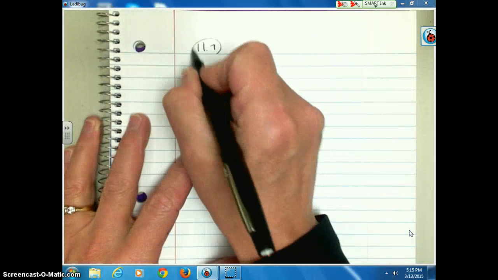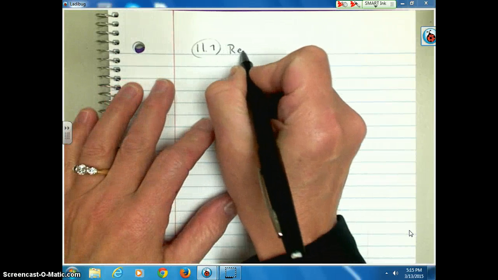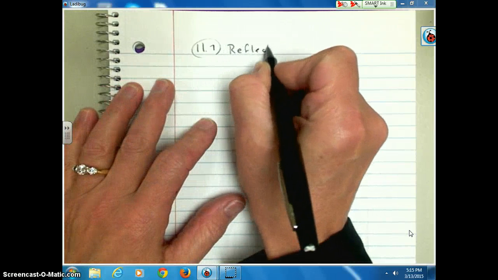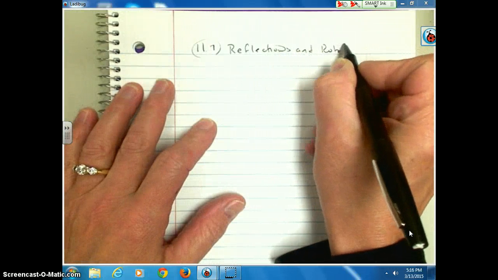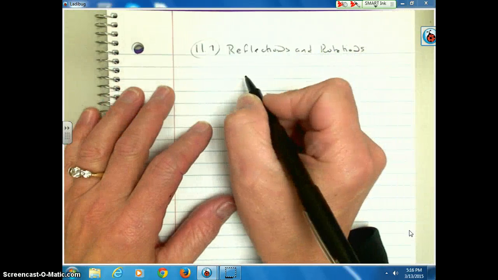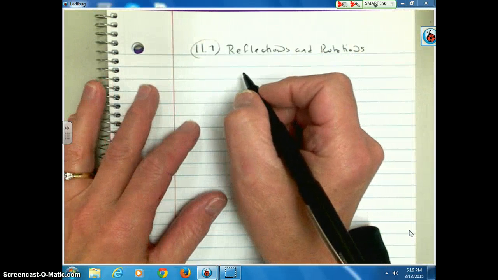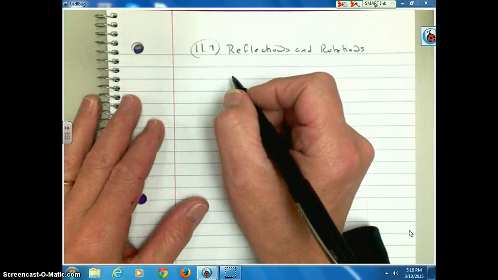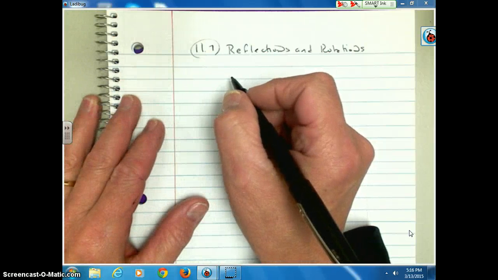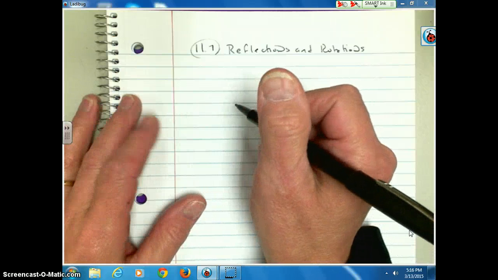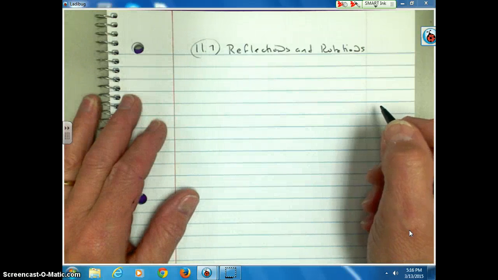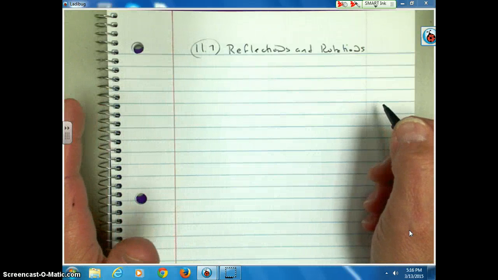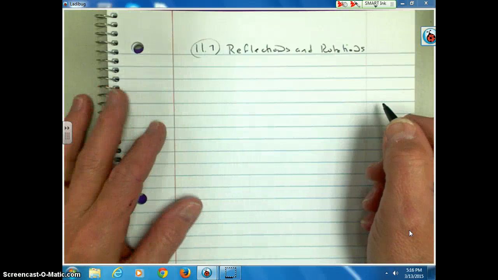Okay, welcome to lesson 11.7, and this lesson is about reflections and rotations. Now you're going to need your math folder or math notebook to make your notes for this lesson. So far you've learned how to recognize translations, and we talked about translations being a slide. And today we're going to move on to practicing recognizing reflections and rotations.